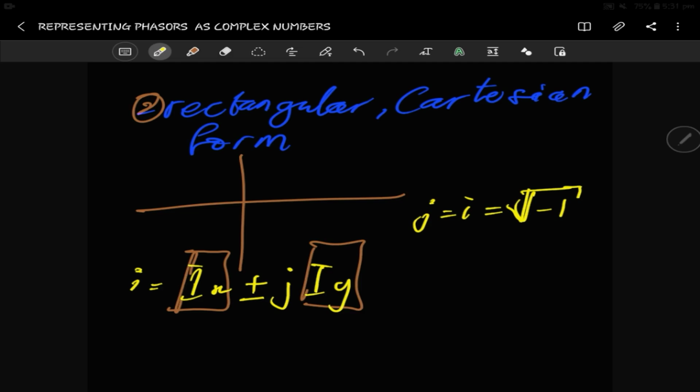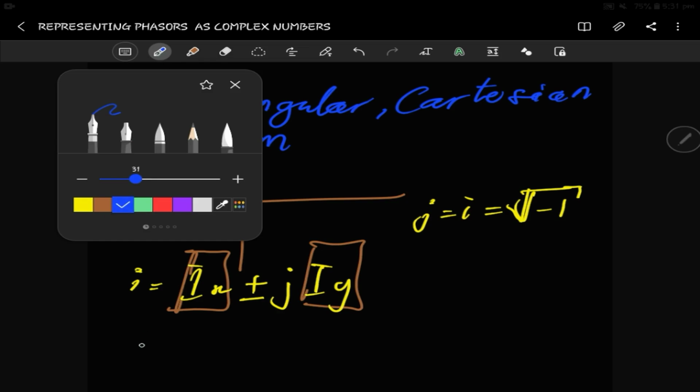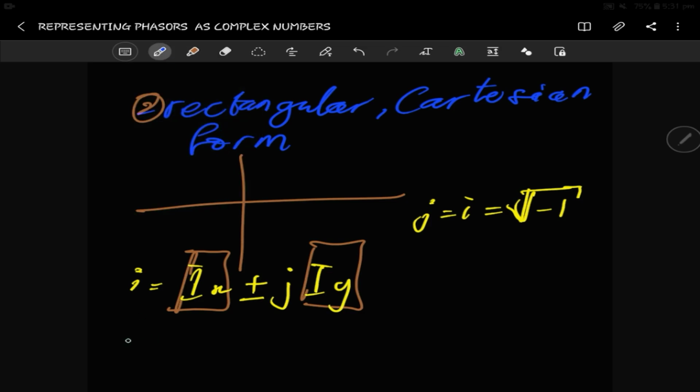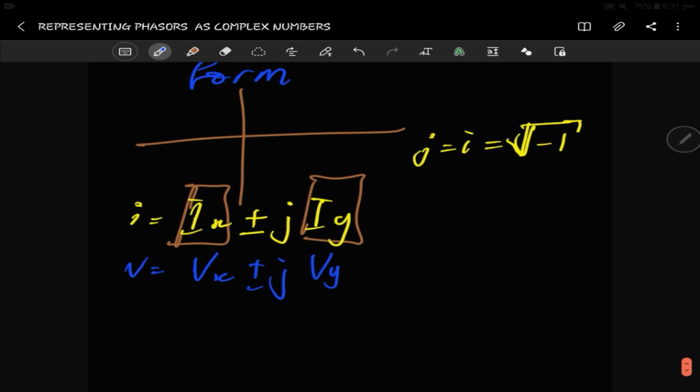So this is what the Cartesian or the rectangular form is saying, that you can represent the sinusoidal quantity this way. Then again, this can be voltage, just so we understand. So we have a V, and we have the Vx component plus or minus J, which is constant, and we have a Vy component. So clearly you can see that here again we are using just two components to describe the phasor, the X component and the Y component.